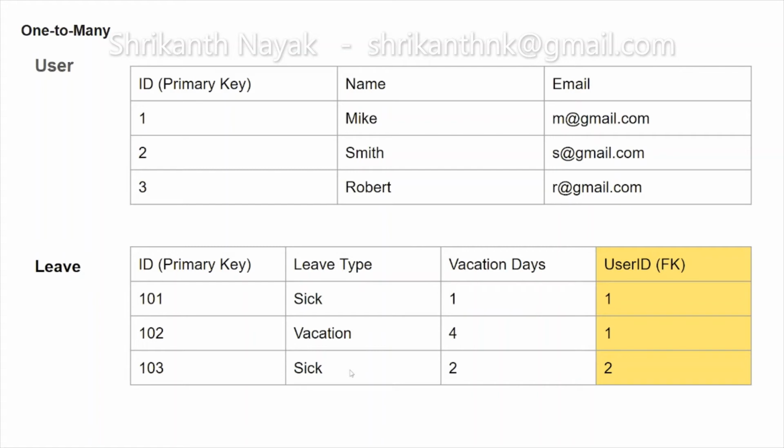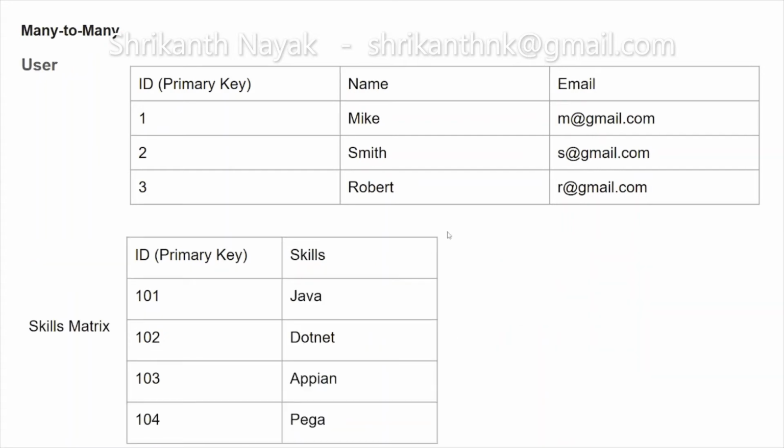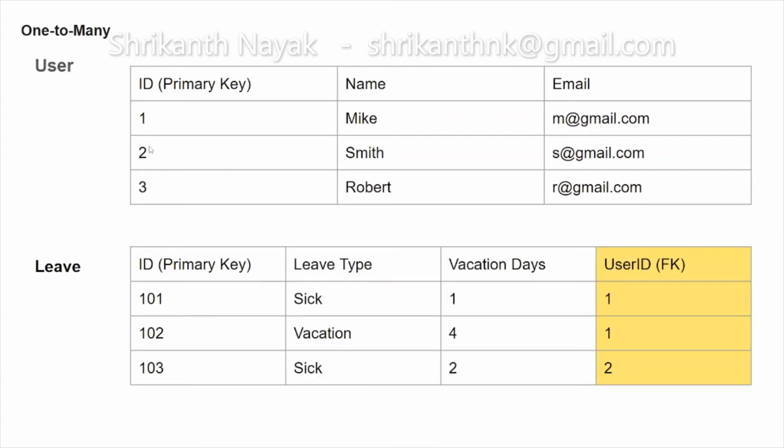Now, we can find out who has applied sick leave for 2 days. So I look for sick and 2 days. I'll try to find the employee ID here, that is user ID 2, and I will go back to my user table, 2, and this is the employee who has applied sick leave. Smith's ID is 2. 2 has been mapped to this record, and he has applied sick leave for 2 days.